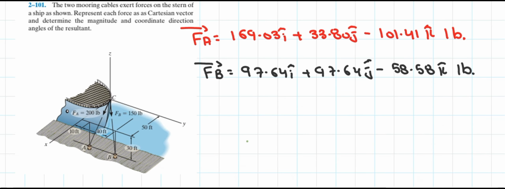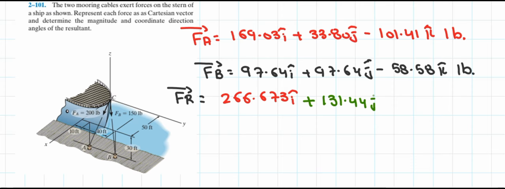Now, add FA and FB together so that we can find out the vectorial form of the resultant vector. So FR is equal to 169.03 plus 97.64. So you will get 266.673 I cap. Similarly, add 33.80J with positive 97.64J. So you will get positive 131.44J. And lastly, add negative 101.41K with negative 58.58K.